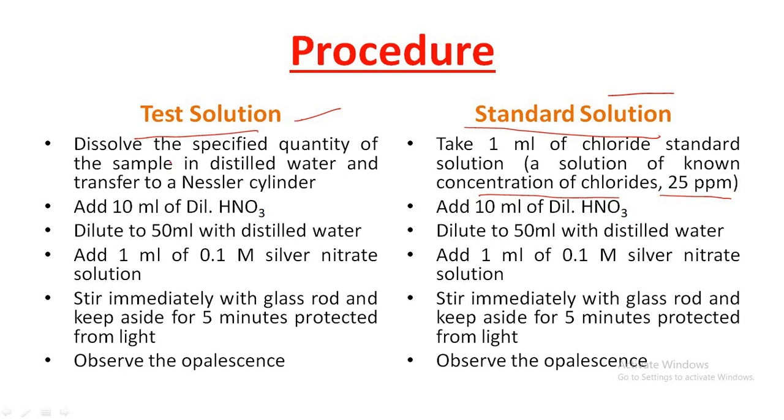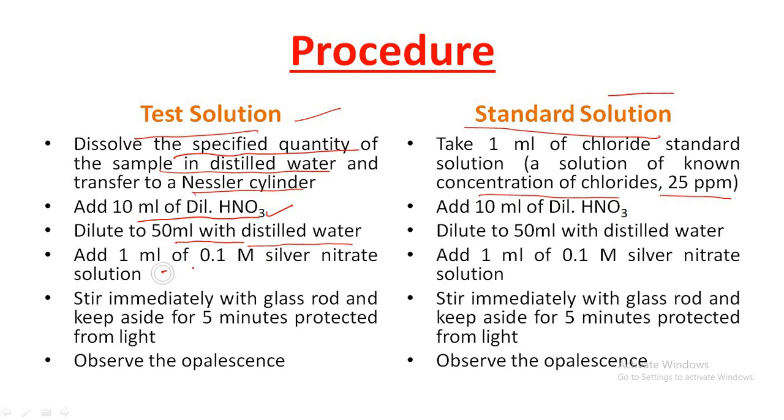So for preparing the test solution, you have to dissolve the specified quantity of the sample in distilled water and transfer to the Nessler cell. Then you will add 10 ml of dilute HNO3 nitric acid, and then you have to make up the volume up to 50 ml with the distilled water.